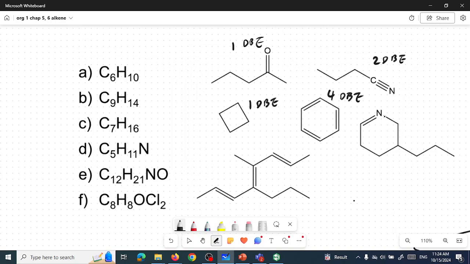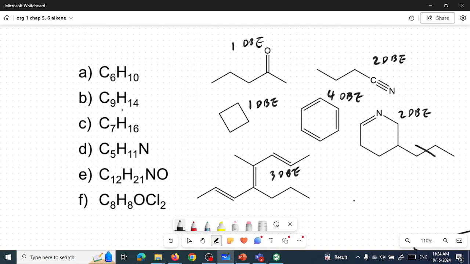The structure to the right, you can see there's a ring. The tail doesn't really count towards anything, but there's a ring and a double bond, so there are 2 DBEs. The structure down here, even though it looks like a ring, it's not a ring, but there are 3 double bonds, so there are 3 DBEs.